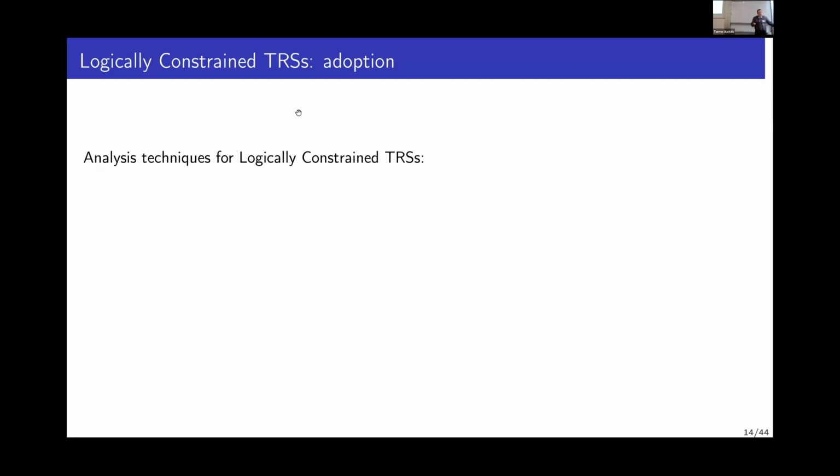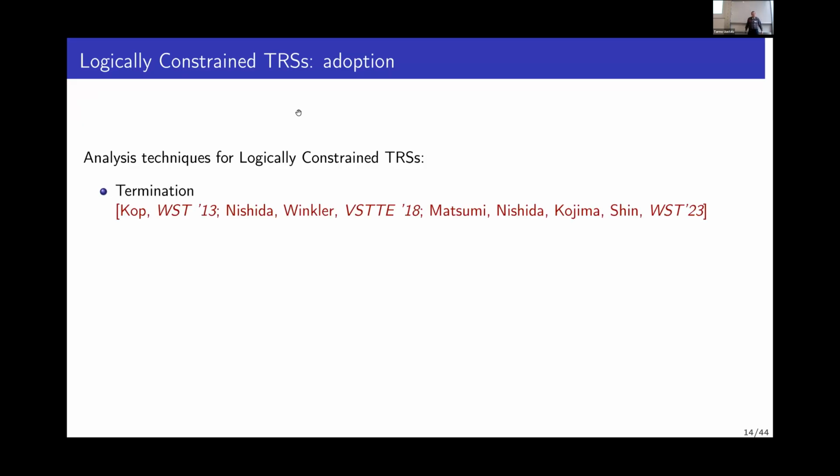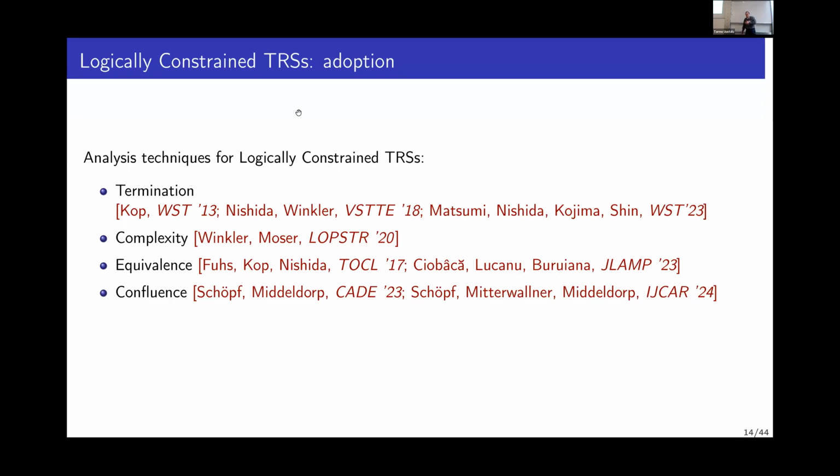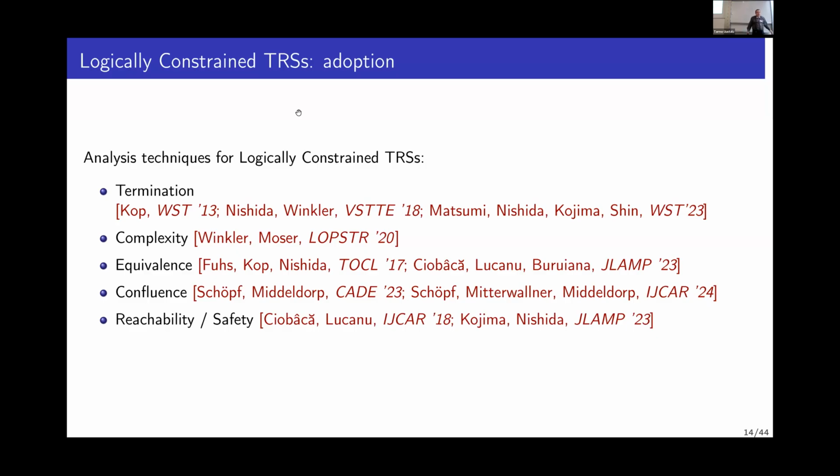I'd like to tell you a bit about what we can analyze for logically constrained term rewrite systems. There is a lot of work on termination. This list is very much non-exhaustive. There is work on complexity, equivalence proving, confluence proving has become a hot topic recently, and reachability proving, or its flip side, safety proving. So if you're interested in one of these properties, corresponding techniques and also tools exist.